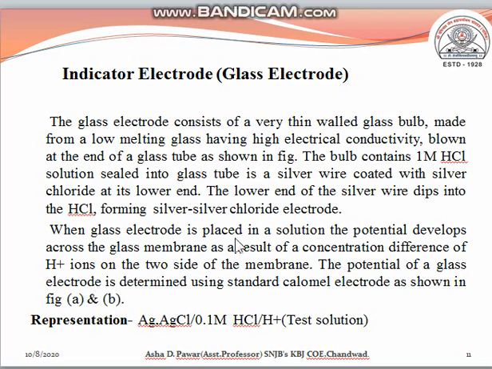When the glass electrode is placed in a solution, a potential develops across the glass membrane as a result of the concentration difference of the H plus ion on the two sides of the membrane, that is the HCl concentration inside, and the solution in which the glass electrode is placed, which also contains H plus. There are two different H plus ion concentrations, and the concentration difference is measured by the glass electrode, because some potential develops at the glass membrane. The potential of the glass electrode is determined using a standard calomel electrode.